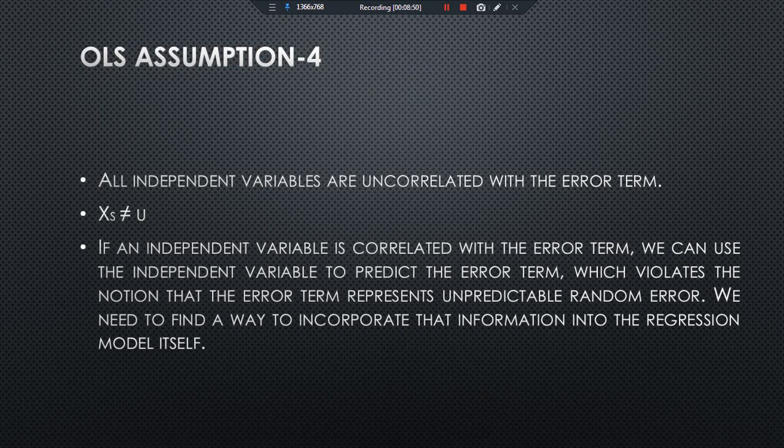This assumption is also referred to as exogeneity. When this type of correlation exists, there is endogeneity. A violation of this assumption can occur because of simultaneity between the independent and dependent variable, omitted variable bias, or measurement error in our independent variable. Violating this assumption biases the coefficient estimates.